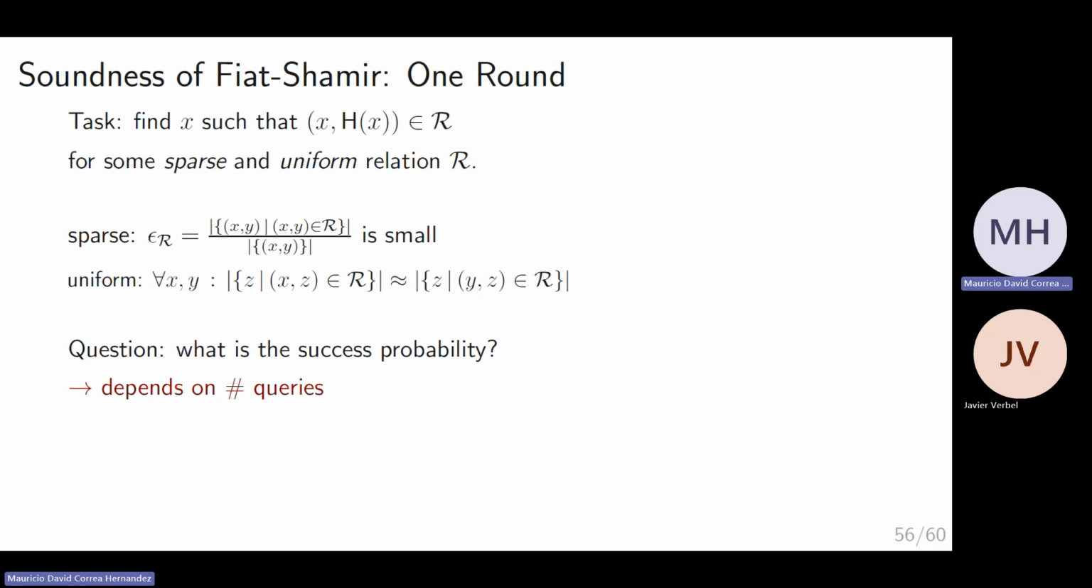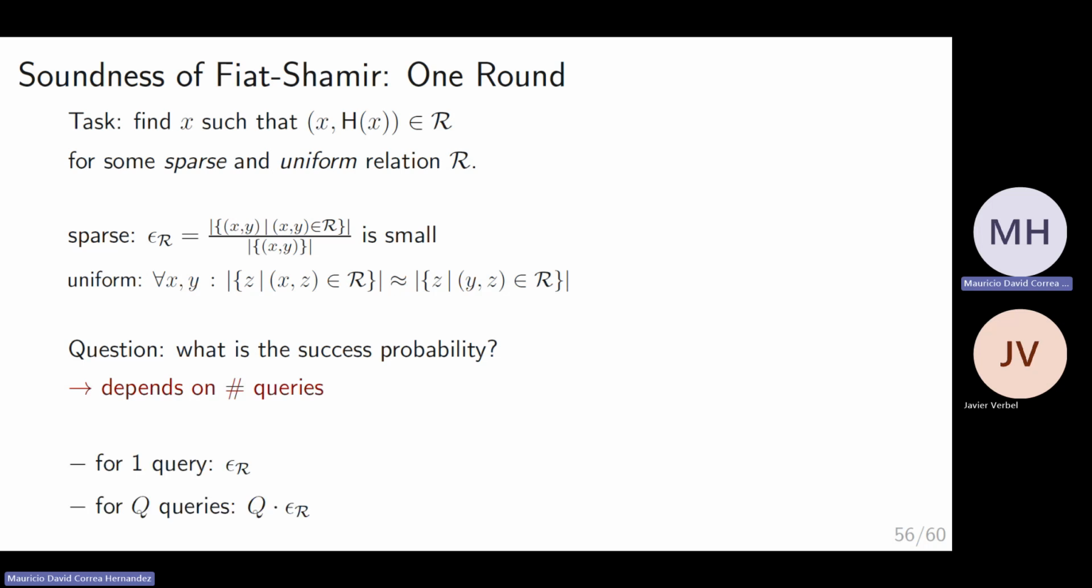Is there a question here? Yeah, just to be clear, are we defining the relation R precisely as x comma h of x? No. The definition of the relation R is not given. You just know that it's sparse and uniform, and the task is to find an x such that the pair x and h of x belongs to this relation.